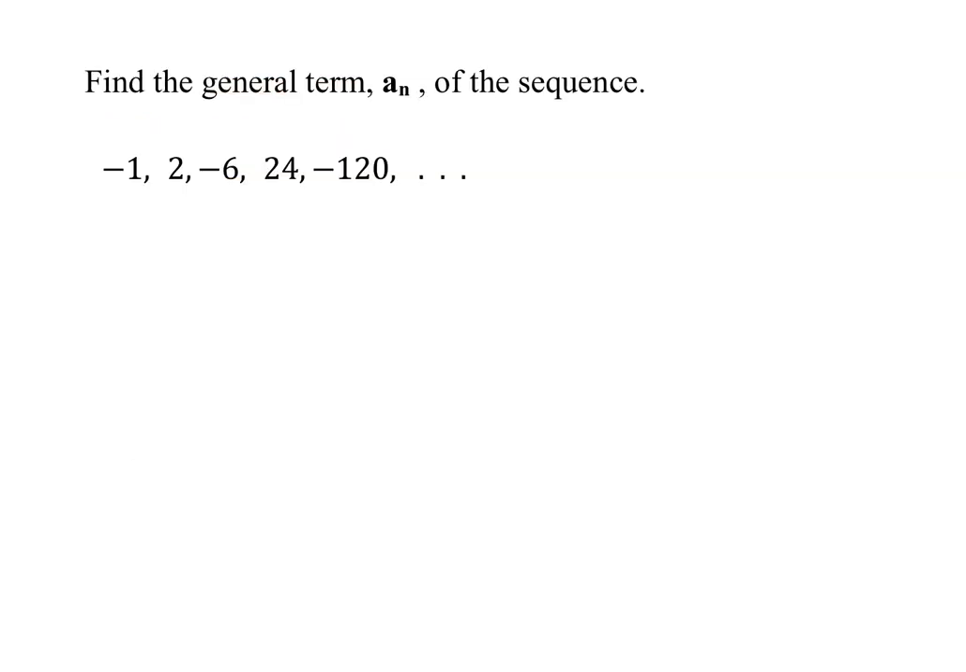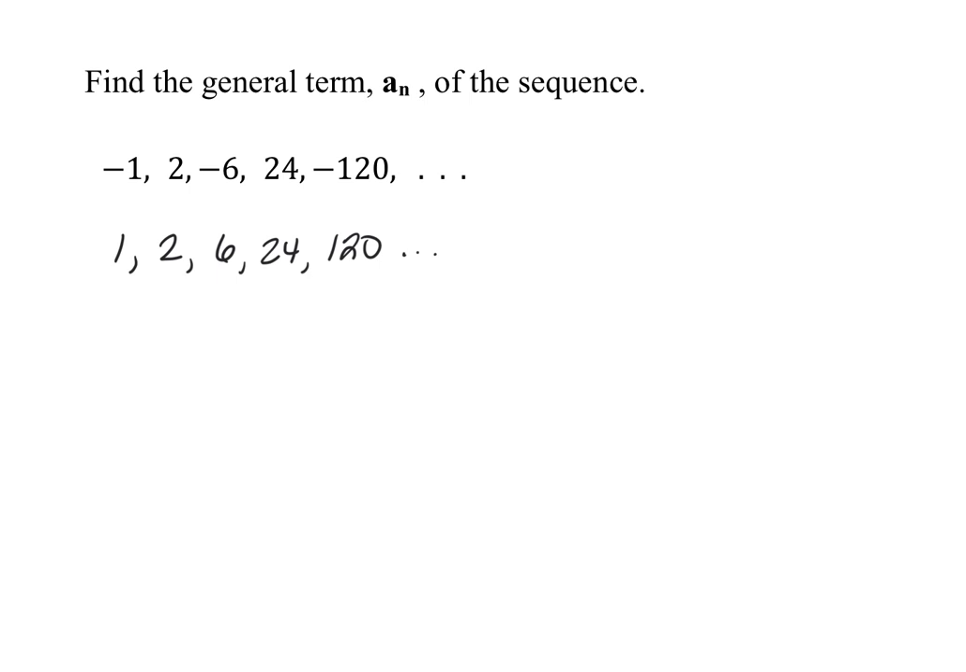We have -1 for the first term, then +2, then -6, then +24, and then -120, and on. So I'm going to use a similar strategy to the last problem. I notice that the signs are alternating, so I am going to ignore those signs initially. I'm going to strip away the signs and just look at the numbers, basically keep them all positive, and see if I can determine the pattern here.